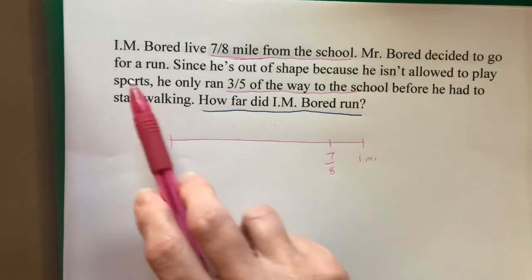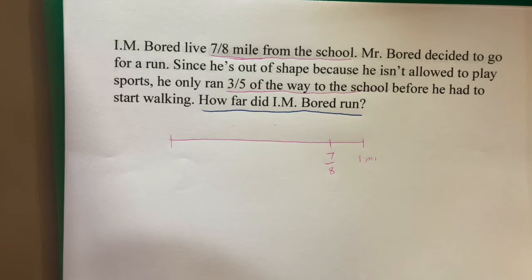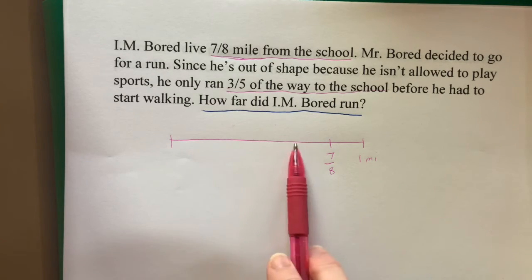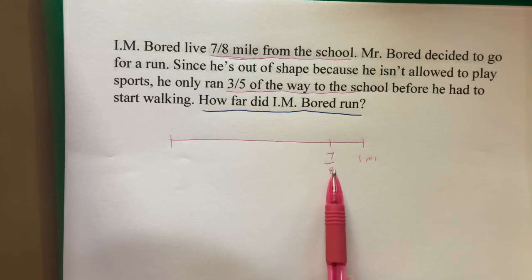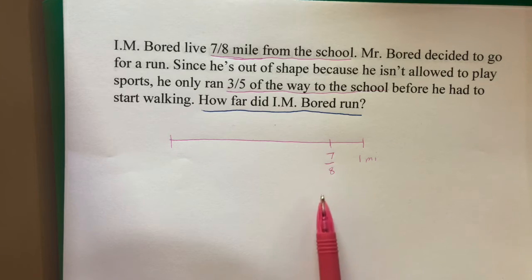And it says that he ran 3/5 of the way to the school. So remember, when we do this problem, our answer ought to be smaller than 7/8 because he didn't run the whole 7/8 miles. He only ran 3/5 of that distance.